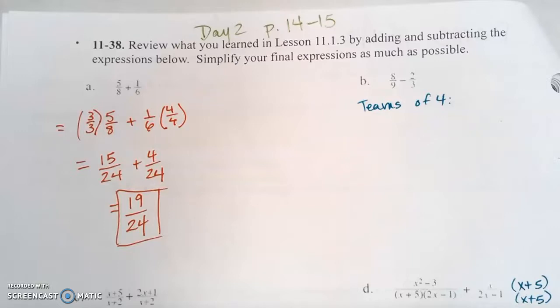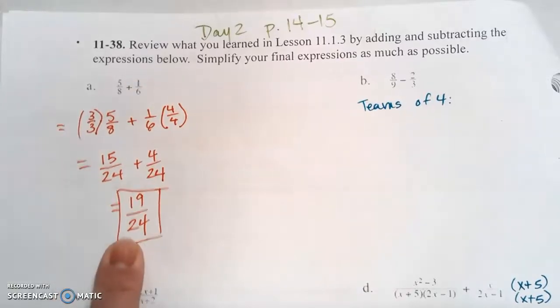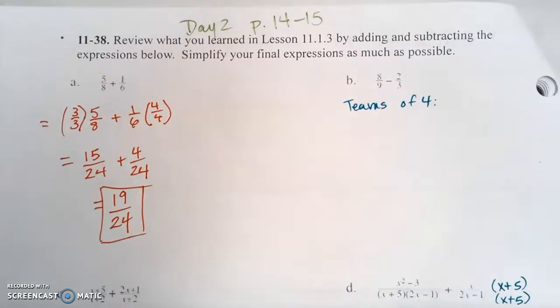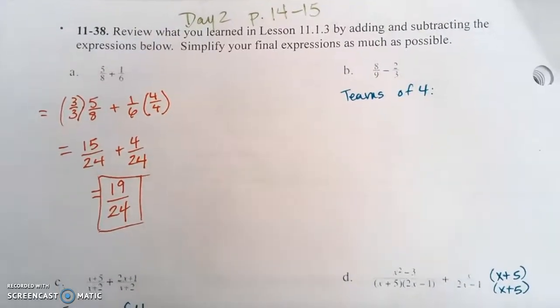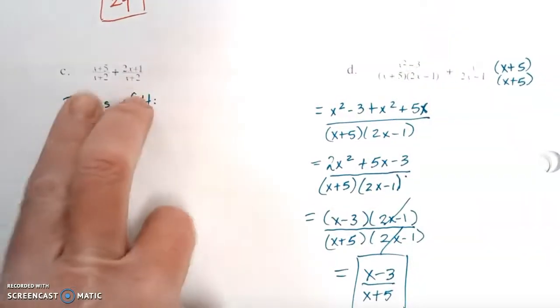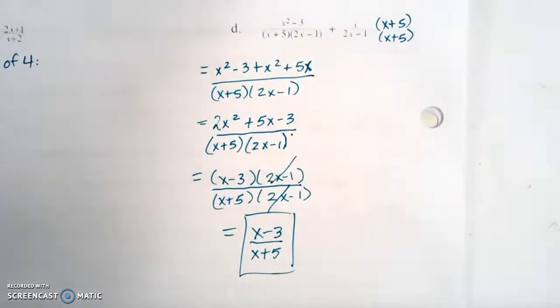The directions do say simplify your final expression as much as possible. So just look and see, can I reduce here? Is there anything that I can cancel? Do I need to factor at some point and cancel? So B, you're going to do in teams of 4. C, you're going to do in teams of 4 because the denominators are already the same. And D, if I can focus, I think it's just a bad copy.